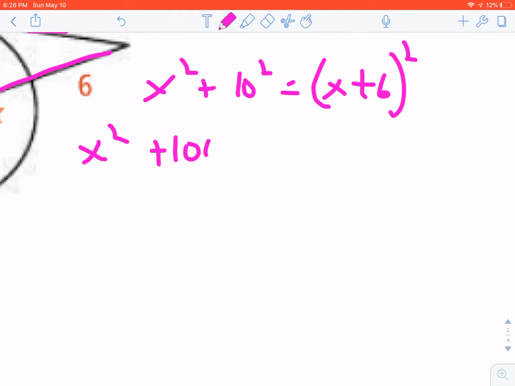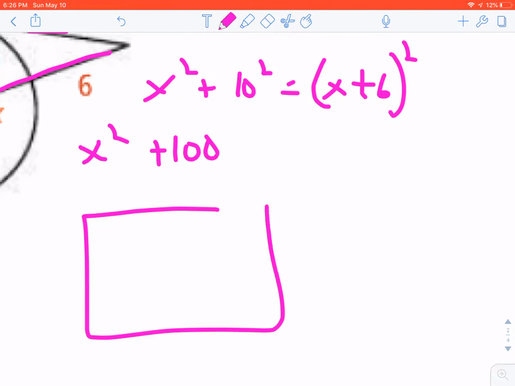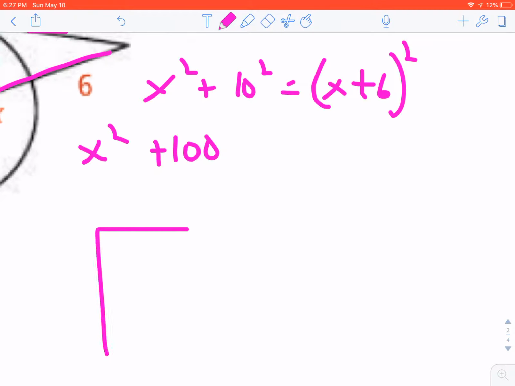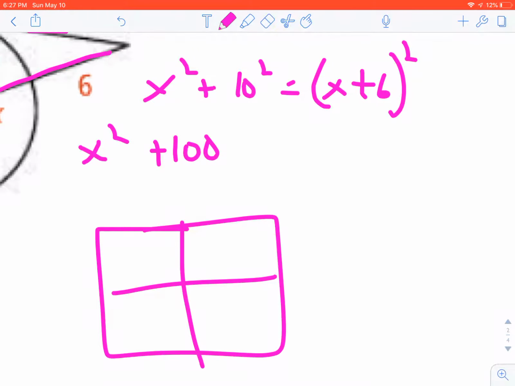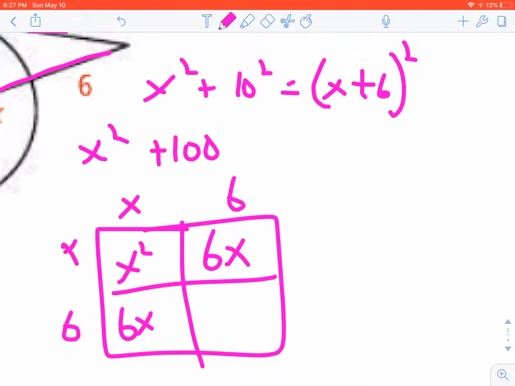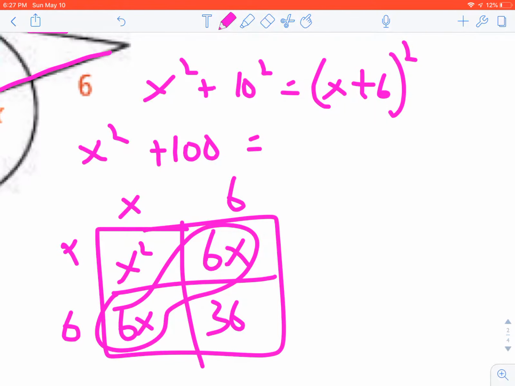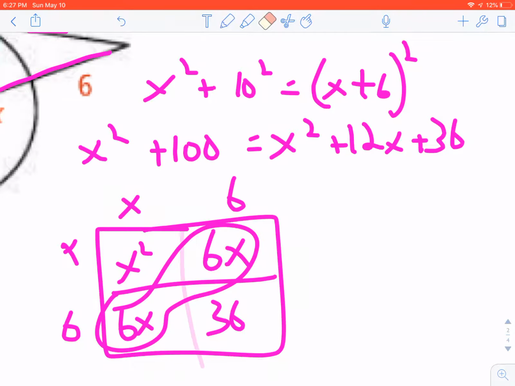Well, the left-hand side's easy. x squared is x squared, 10 squared is 100. If you want to, actually, you know what? I'll box this one too. If you wanted to FOIL this, you certainly could. You'll get the exact same thing. x times x is x squared, 6x, 6x, 36. These are your only like terms. So the rest of your equation reads x squared plus 12x plus 36.